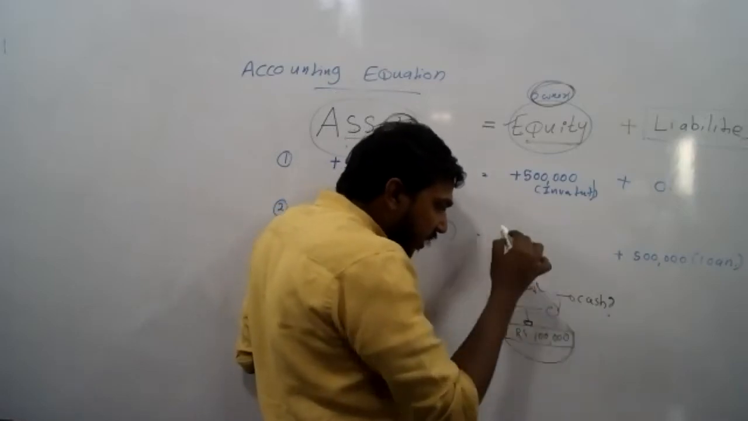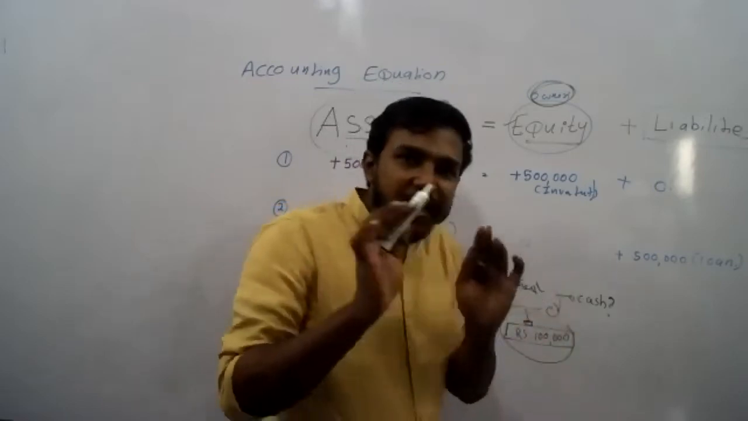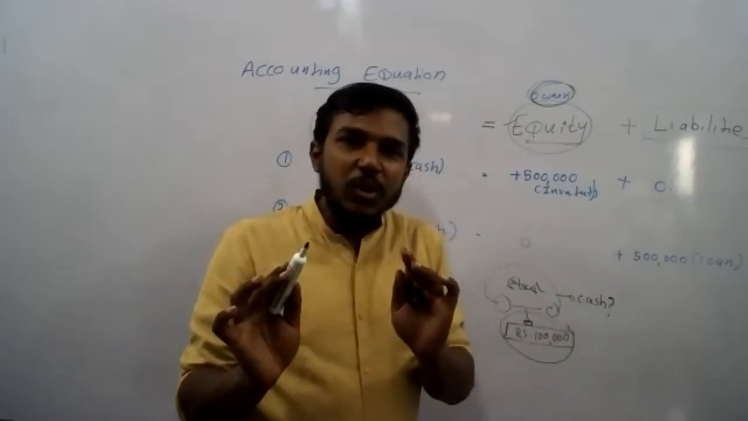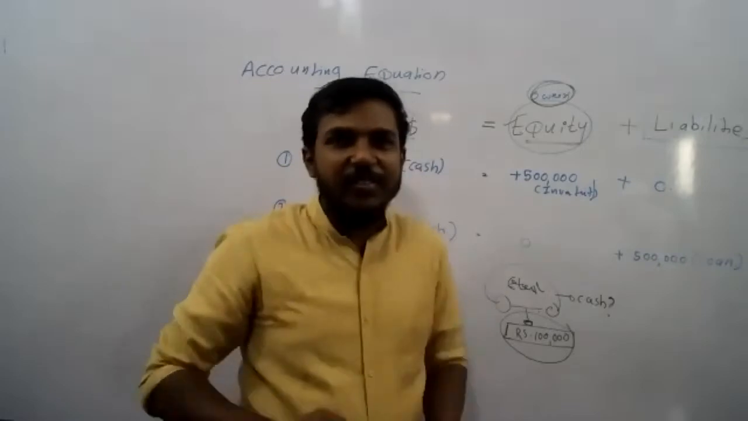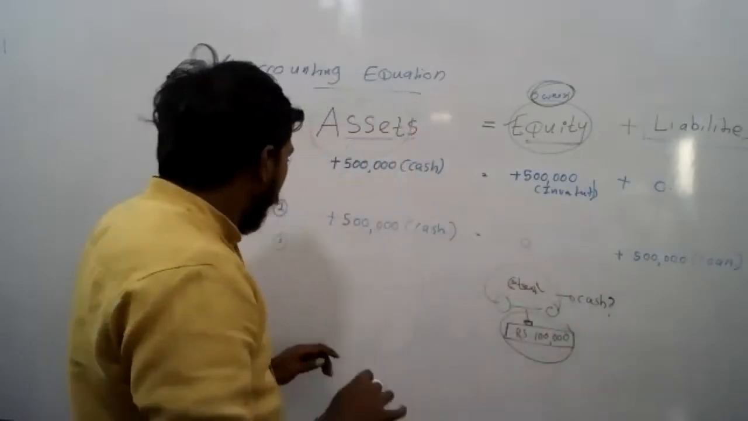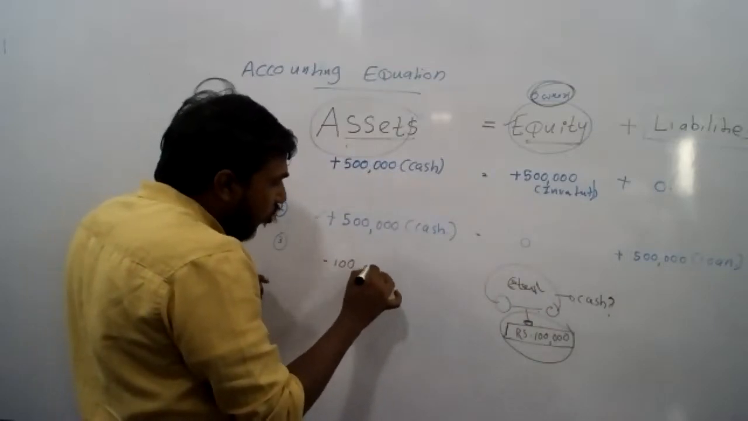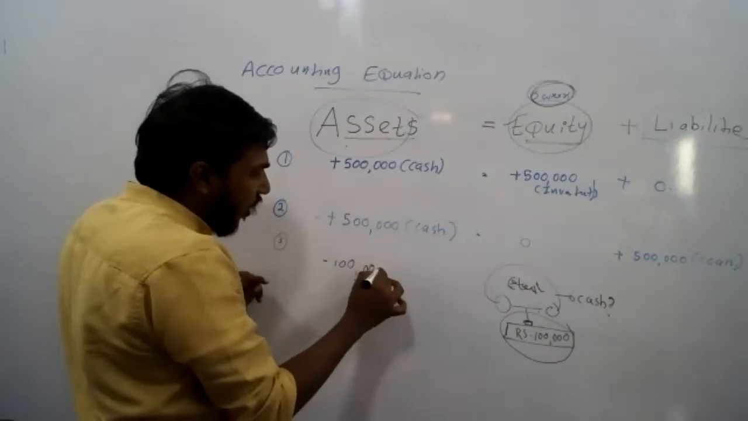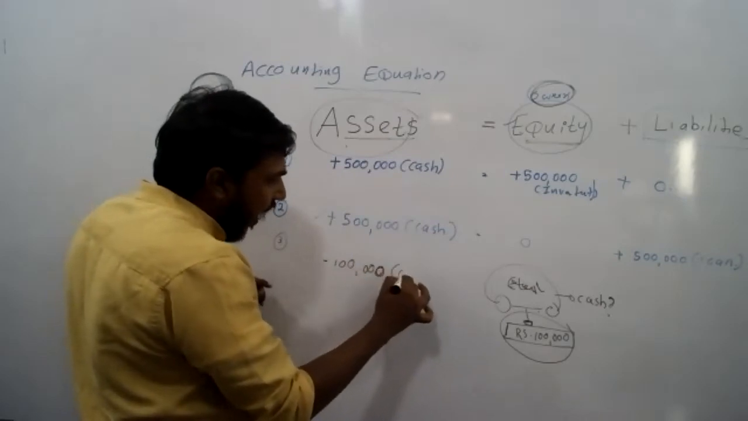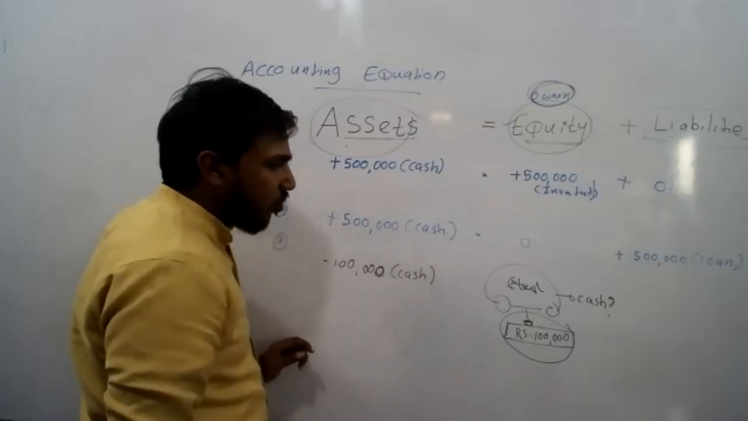Once you purchase ice cream for rupees 100,000, would the business cash be increased, or would it be decreased? Once you purchase, its cash goes out. So cash decreased by how much? 100,000. You all know cash is asset. So the impact is for the asset column because cash is asset. So cash is decreased by 100,000.